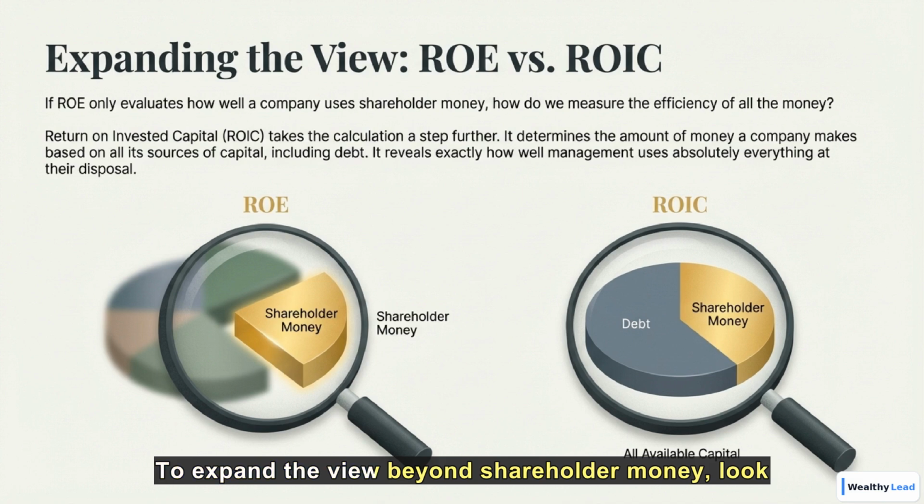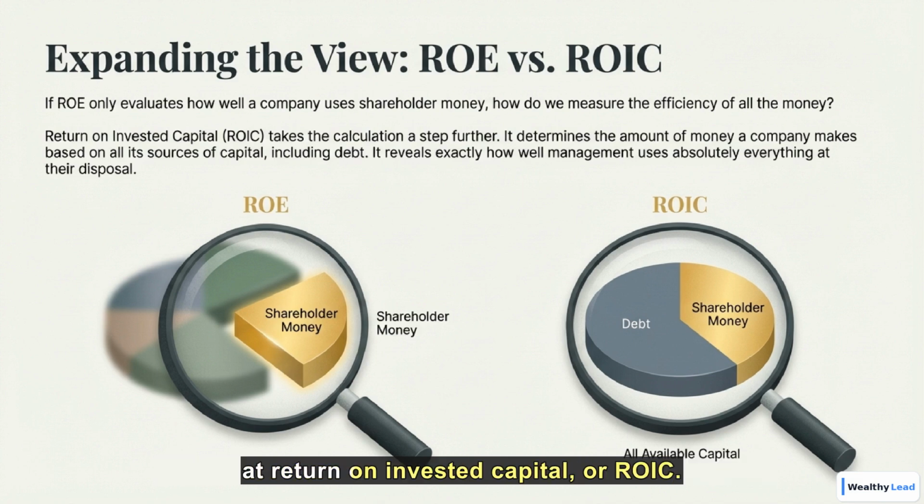To expand the view beyond shareholder money, look at return on invested capital, or ROIC. ROIC evaluates how well management uses all available capital, including debt, giving a broader measure of efficiency than ROE alone.